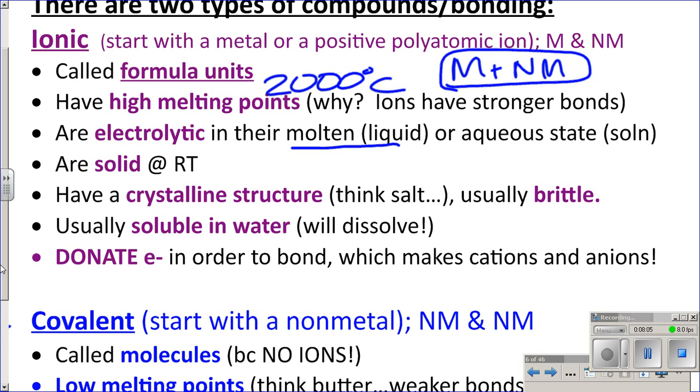Or aqueous. Does anybody remember what that refers to? What's the Spanish word for water? Agua. Yes. Aqueous. I try to make it work, okay? It means just dissolved in water. It just means that the solid you've dissolved in water. So what happens is when these two state changes occur, the electrons are free. And if electrons are free, what is conducted?